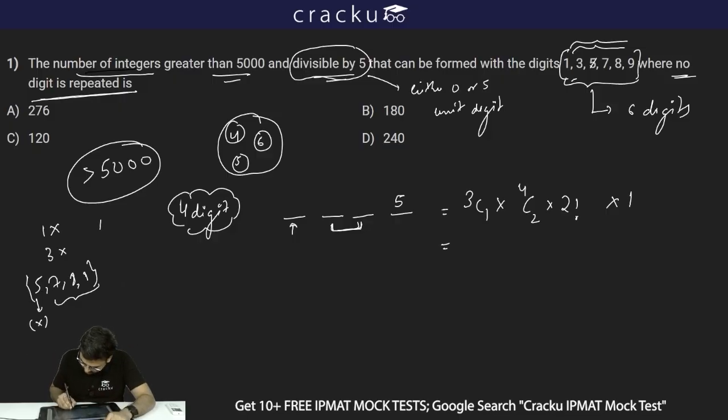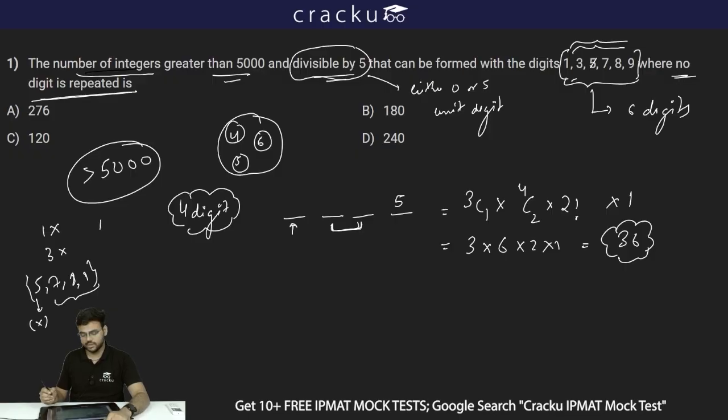So numbers will be how many? 3C1 is 3, 4C2 is 6, 2 factorial is 2 into 1. So this is equal to 36. The number of 4-digit numbers possible is 36.